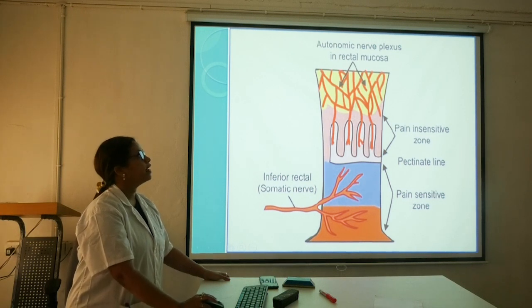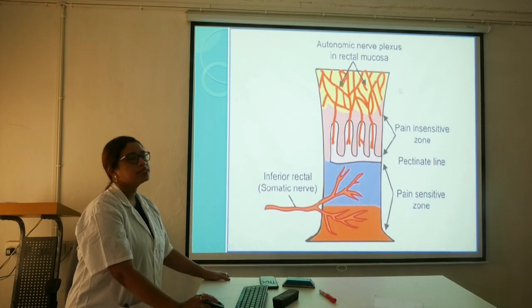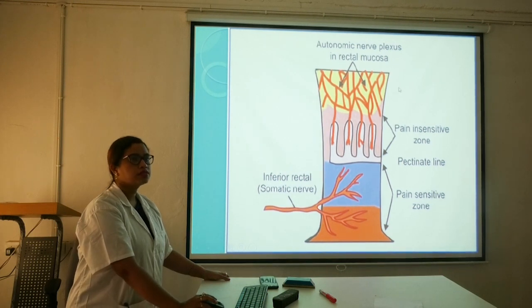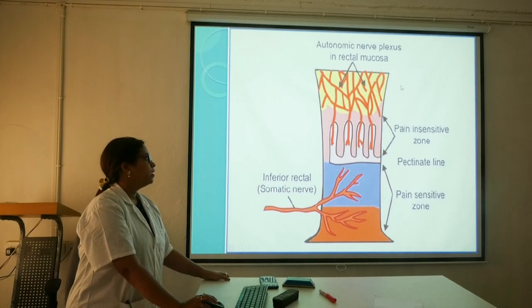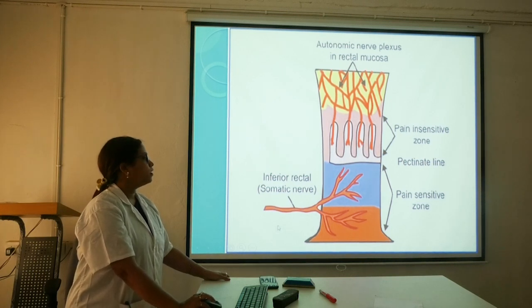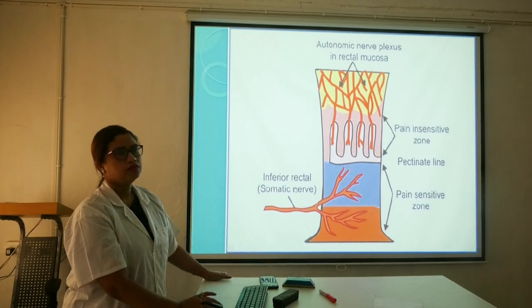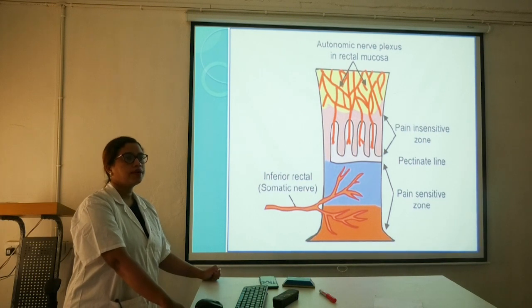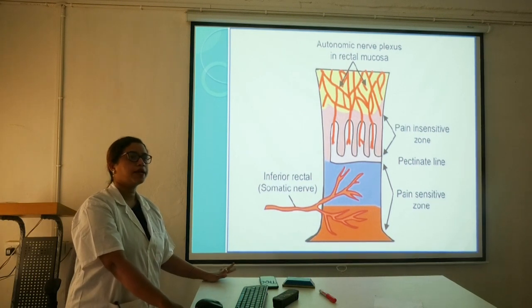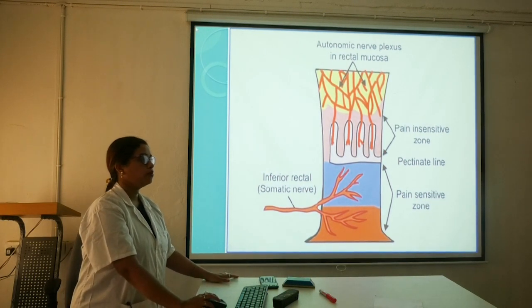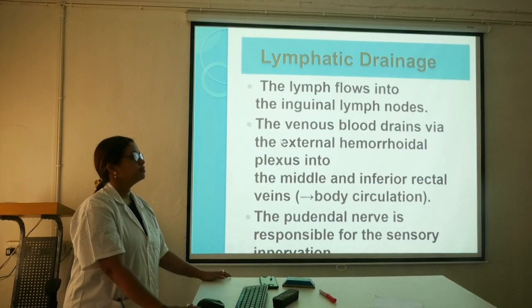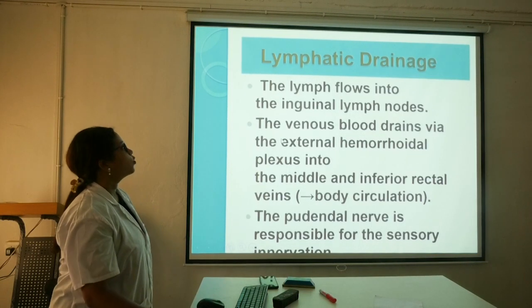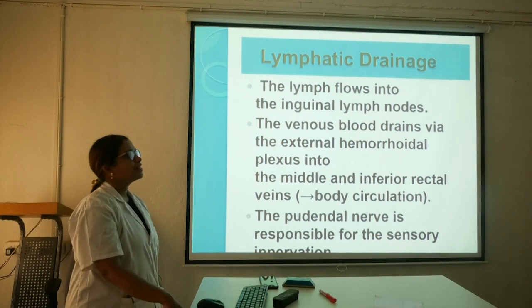Okay, and here is the presence of rectal mucosa. So this is supplied by the autonomic nervous system. Okay. And this is supplied also by the inferior rectal. So we studied three nerves: inferior mesenteric, inferior rectal, and another one, the pelvic splanchnic. Okay, it is about to finish.